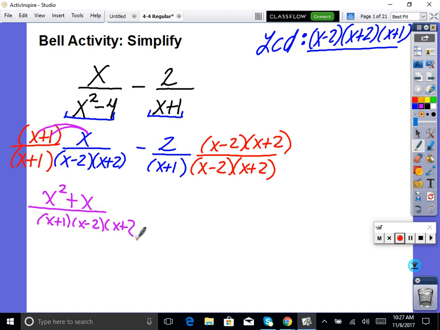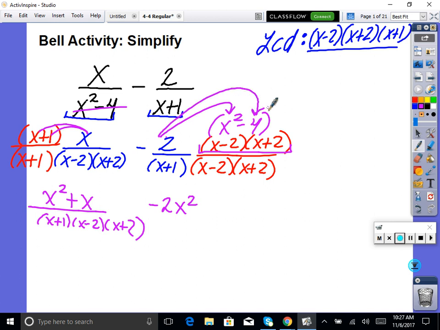You do not simplify. Then we have over here negative 2 times all this stuff. Wouldn't it be smart to multiply all that stuff first? Which is x squared minus 4, isn't it? Now, negative 2 times x squared is negative 2x squared. A lot of people mess up on negatives. Negative 2 times negative 4, plus 8. We've already distributed our negative through, all over x plus 1, x minus 2, x plus 2.